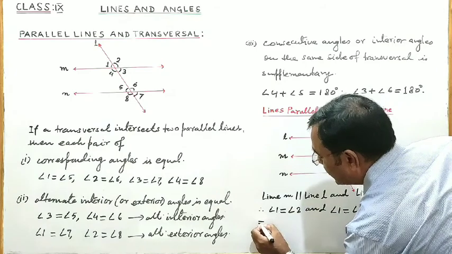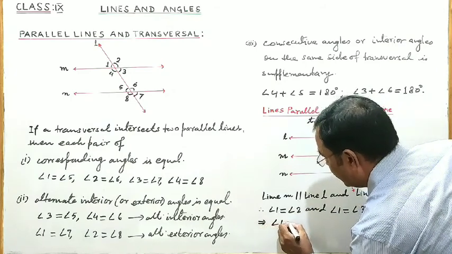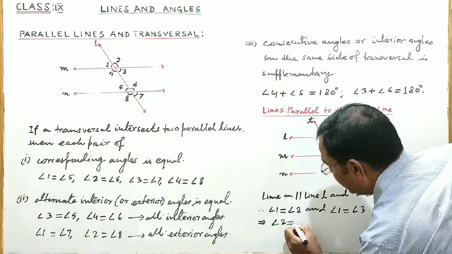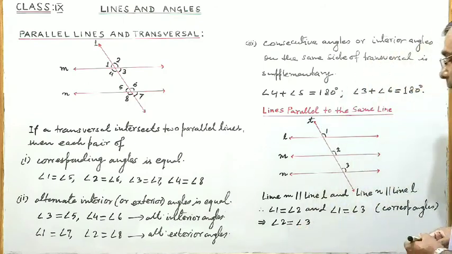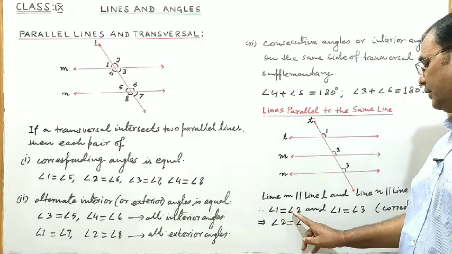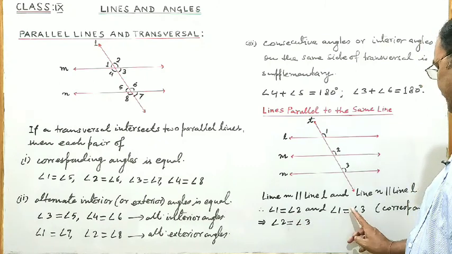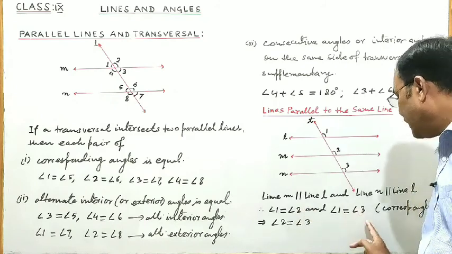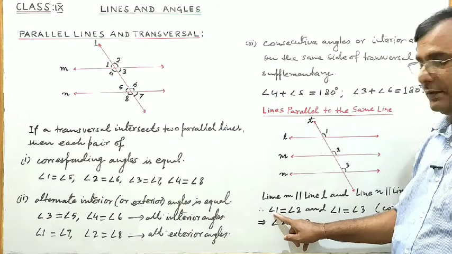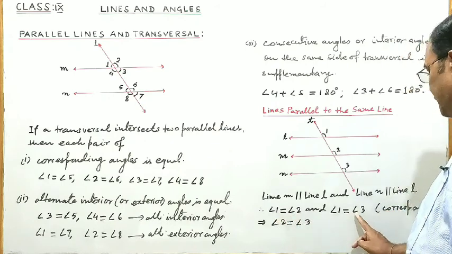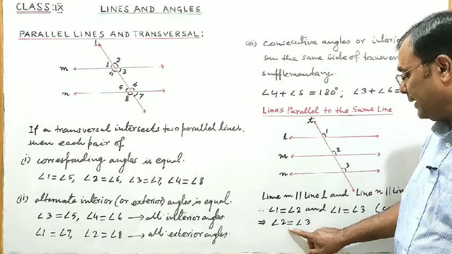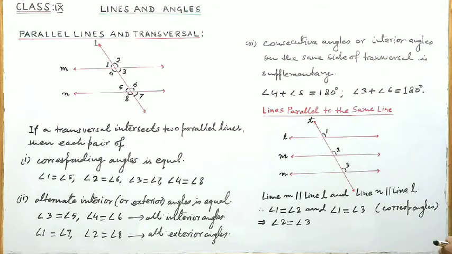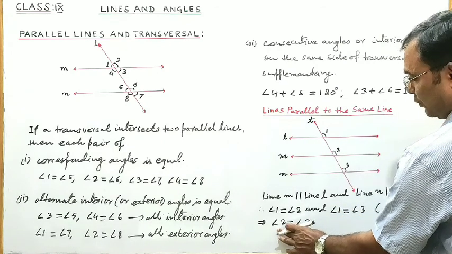So this implies that angle 1, angle 2 is equal to angle 3, because angle 1 is equal to angle 2 and angle 1 is equal to angle 3. That means angle 2 and angle 3 both are equal to the same angle 1. So that is why angle 2 will be equal to angle 3, as things which are equal to the same thing are equal to one another. So this way angle 2 is equal to angle 3.